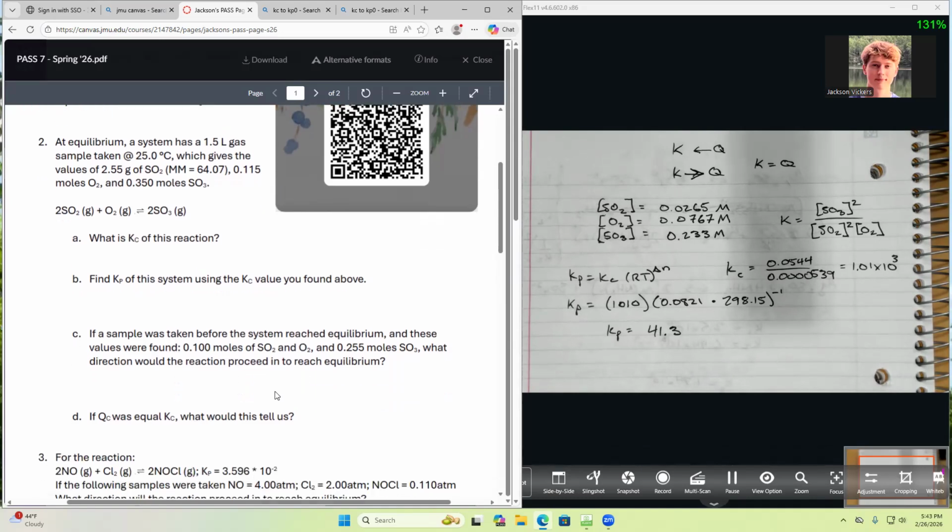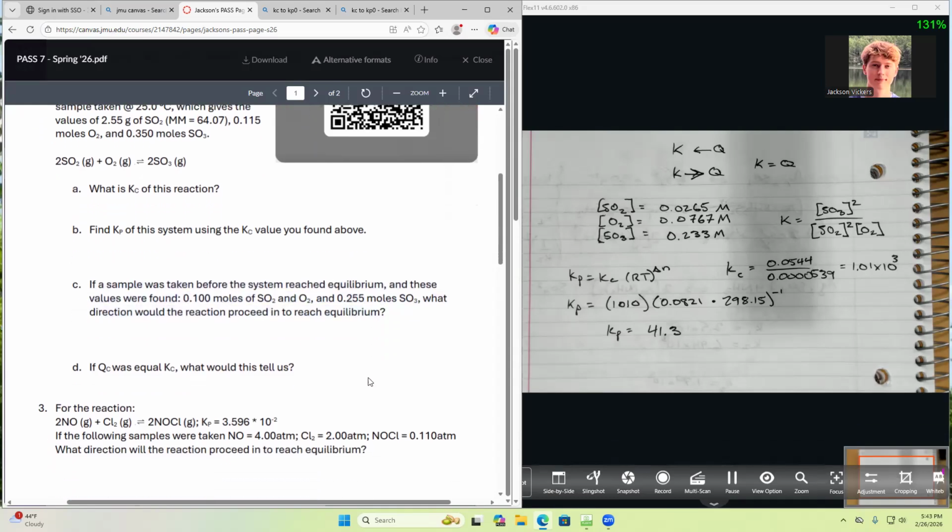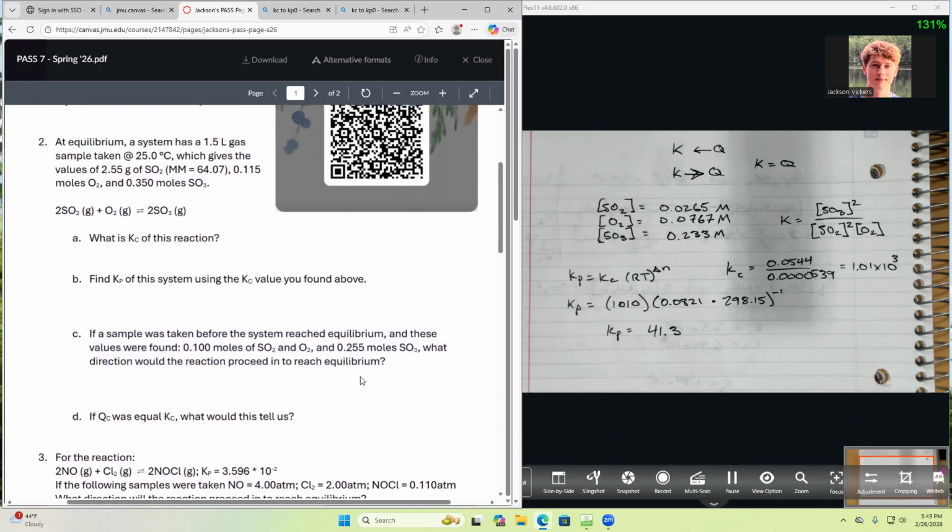Next one, let's see, if a sample was taken before system reached equilibrium. Sure, we can do this one real quick. I don't want to waste a whole lot of time on it though, because it's kind of doing the same thing as what we did on the last one. But basically what this one's asking is before we reached equilibrium, we took some samples at that point. What does that sound like? If we're not at equilibrium, we're solving for Q.